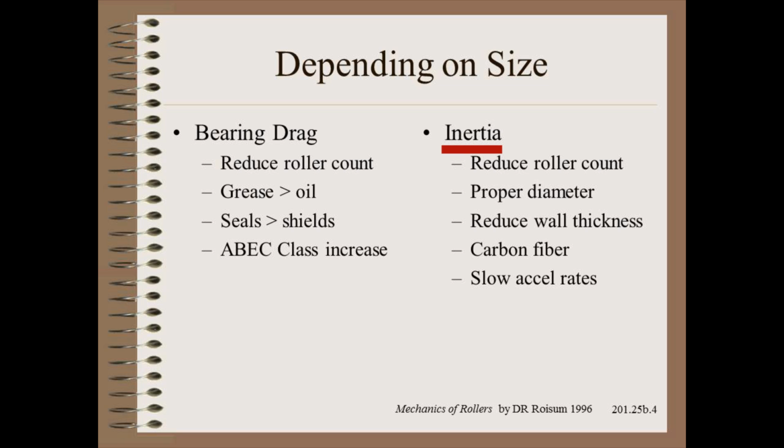If inertia is the larger, we must first reduce roller count. Then we will make sure all rollers are properly sized for deflection, such as Class B. We might be able to reduce wall thickness. We could even consider carbon fiber, even though there are cost and design and maintenance issues to consider with these high-tech rollers. As a last sanity check, we must make sure that the acceleration rate is no higher than might serve some useful purpose, such as maintaining productivity on machines that start and stop many times an hour.